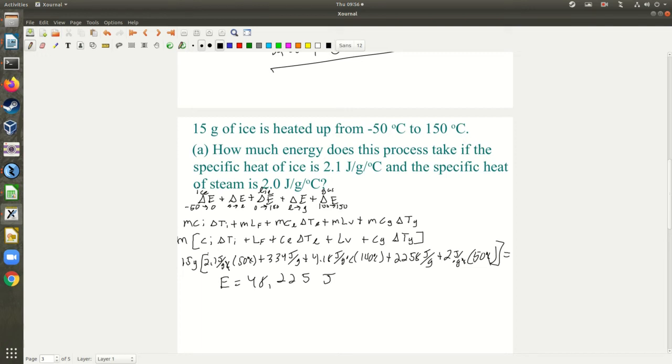So if you have a problem like this, you have to account for all the different energies. If it says ice, it will have a separate specific heat, and you need to account for that energy. If it says a gas, it will have another specific heat, and you need to account for that energy.